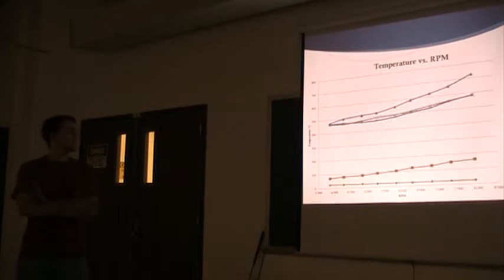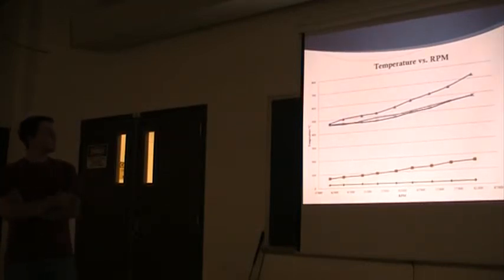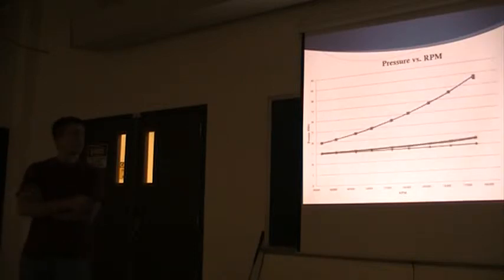And so these are the different temperatures. You can read the graph, but you can see generally as the RPM increases, the temperature increases. And then the same thing with the pressure. The higher the RPM, the higher the pressure. And it kind of makes sense. And you can see from the last slide that the inlet pressure and temperature have not a lot to do with the RPM.